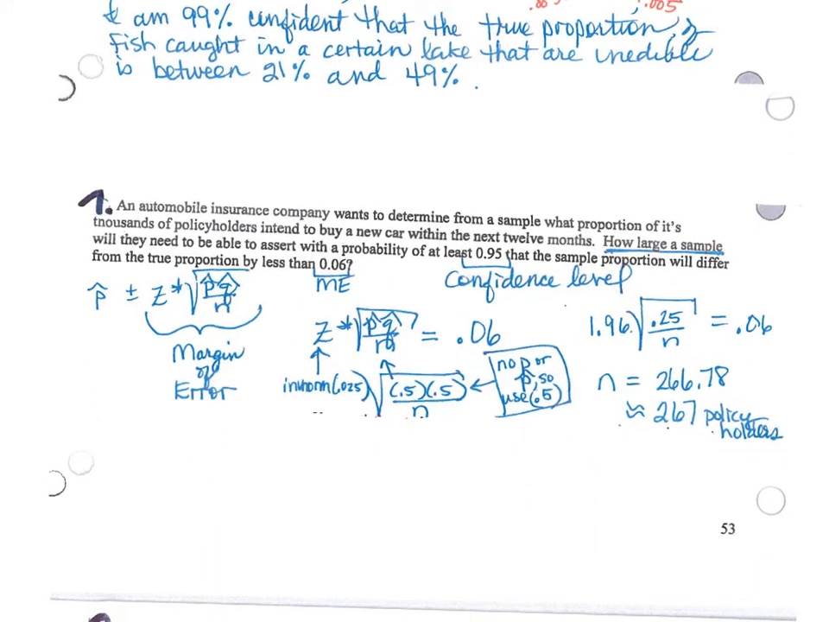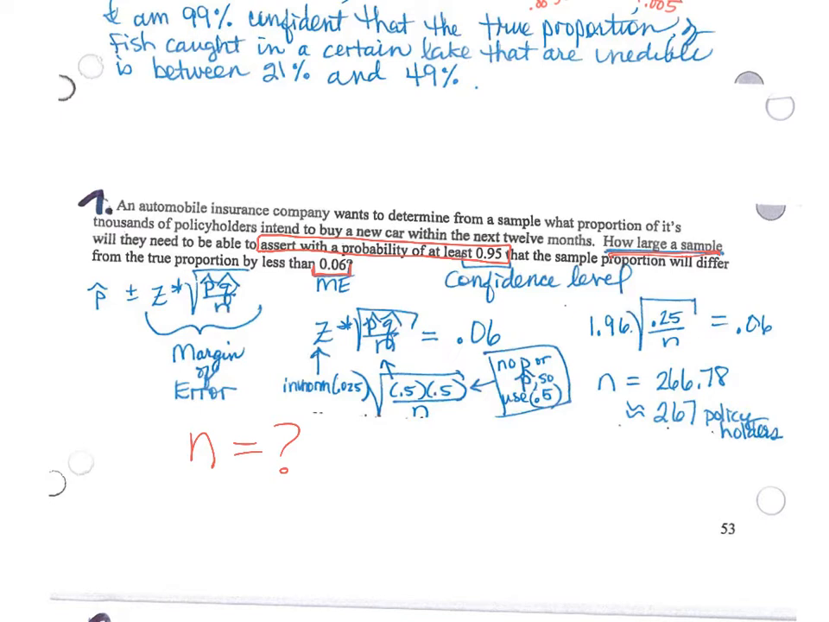All right. Number 7 asked you to solve for n. It said, how large of a sample do you need? I thought the wording on this one was a little strange. People didn't know what these numbers were. On number 7, it says, you want to assert with the probability of at least 0.95. That, asserting with the probability of at least 0.95, is telling you your confidence level. So they wanted you to be 95% confident. And they wanted the sample proportion to differ by less than 0.06. That was your margin of error.